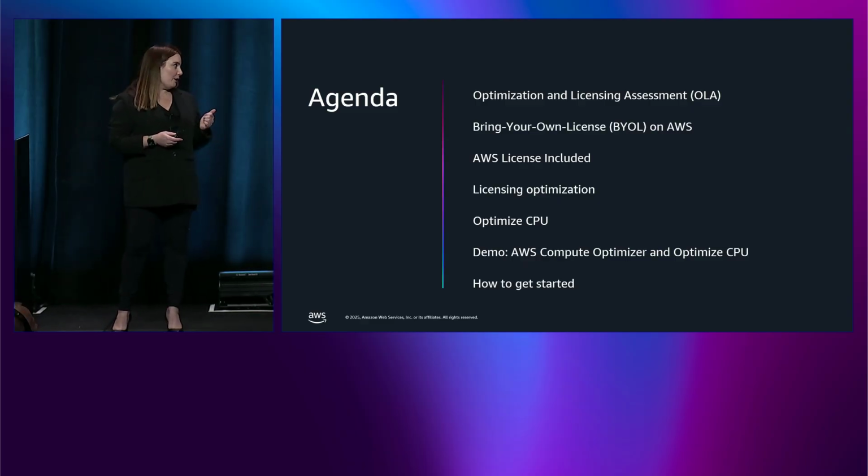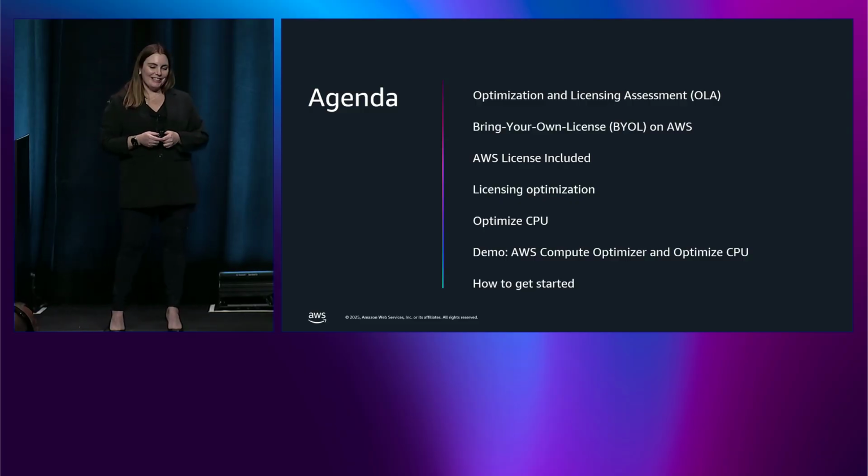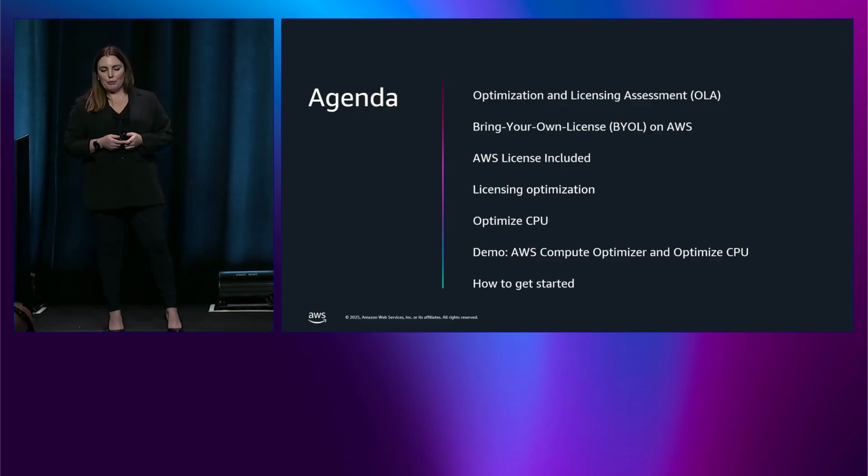Then I'll hand it over to Gianpaolo, and he is going to speak to you about optimized CPU for license included, which is one of the new features we want to highlight, and also provide a live demo for AWS Compute Optimizer and optimized CPU. Then we'll kick it back over to Valerie, who's going to discuss how to get started, how to start realizing these savings and these new features, especially through our OLA program. All right, I'm going to hand it over to you, Valerie.